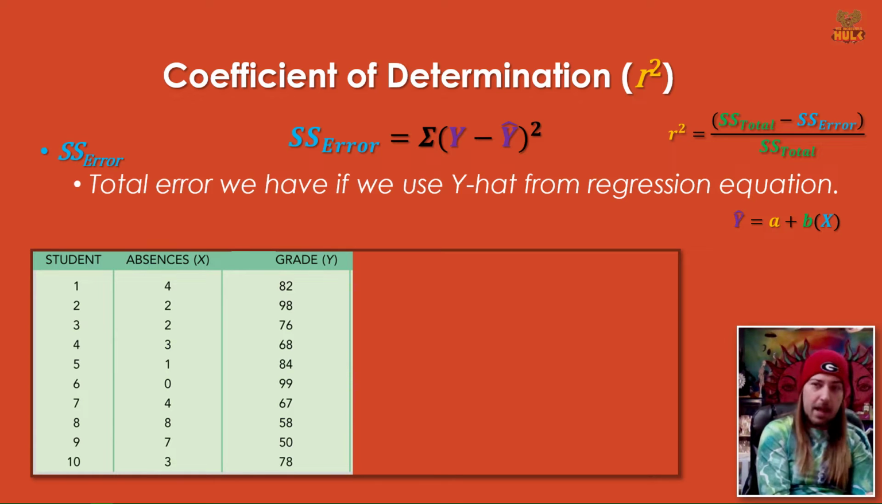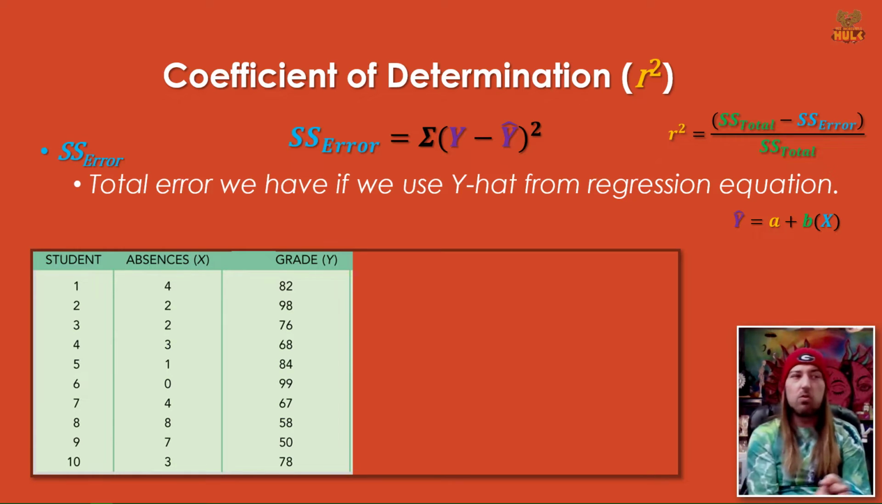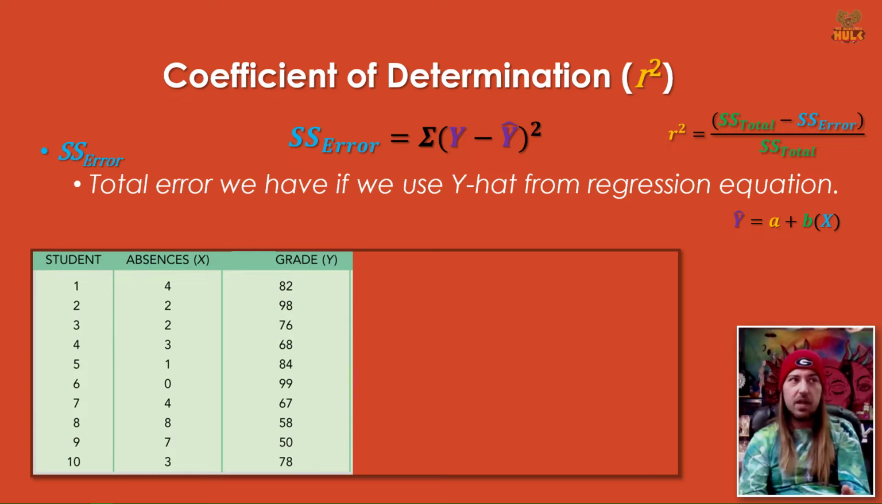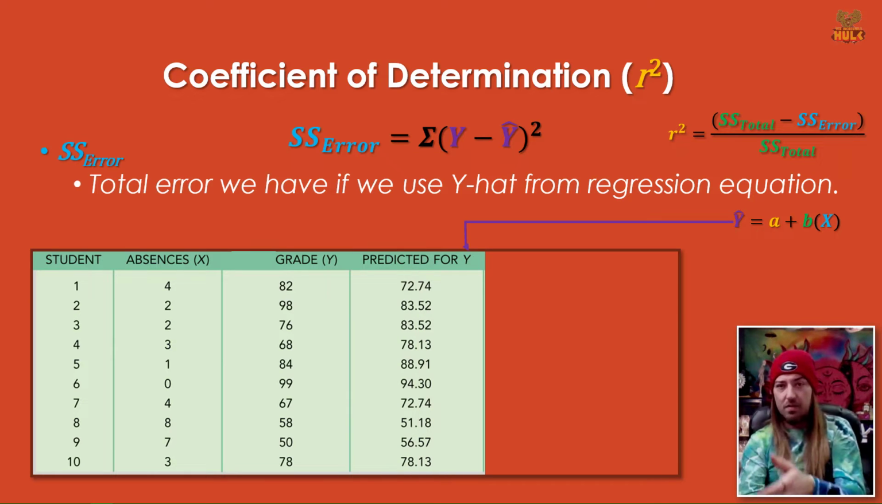So now we need the absences information here, right? We need our regression equation here. So we're going to take each of those X values in the column of absences. We're going to plug it into our regression equation, right, into that X spot, and then we're going to solve through all these predicted values of Y. So we have a new column then of predicted values for Y.